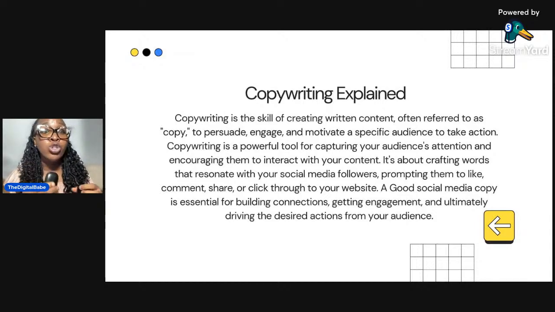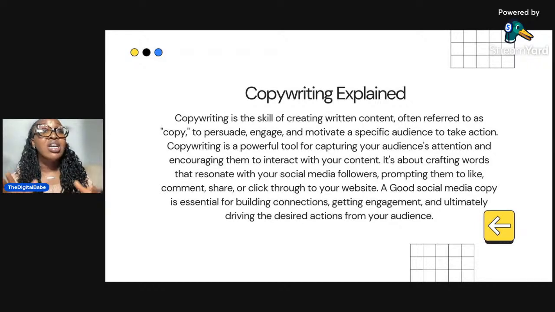There's no way I will not want to interact with the content. Like, how do you think it's the only AirPods in Nigeria? In fact, you will not start indulging them because your content is already interactive enough, right? What you are saying in your caption, everybody wants to give their 2 cents, right? So a good social media copy is essential for building connections, getting engagement, and ultimately driving desired action, which is the goal, the common goal of copywriting.